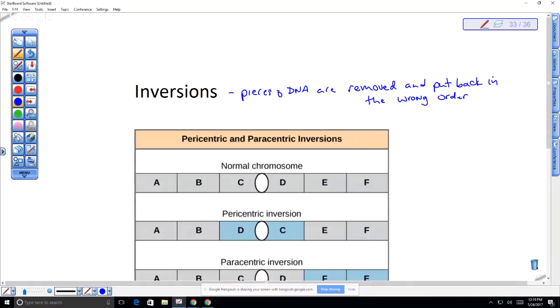And inversions do not cause a problem if it doesn't happen inside of a gene. We'll talk about the molecular genetics of it. If it happens in the middle of the gene, then the protein that is produced could be changed. But in this example, they're talking about the difference between, you don't need to know peri versus para. The pericentric means that it includes the centromere, and para means that it is outside of the centromere. And so CD is supposed to be the normal chromosome, but then we see DC, okay? And so that would happen on either side of the centromere.